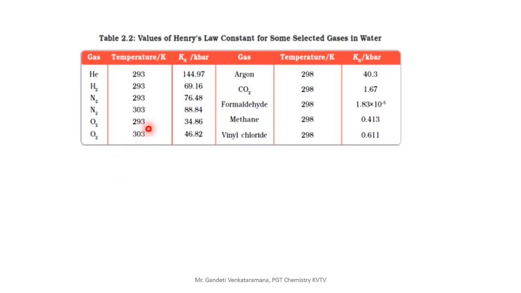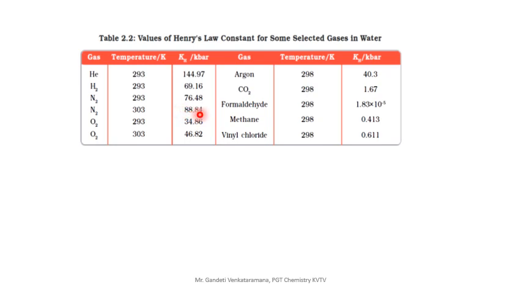For example, in this case, nitrogen is present. So nitrogen at 293 K, this is the KH value. At 303 K, the same nitrogen gas, what is the Henry's constant value?